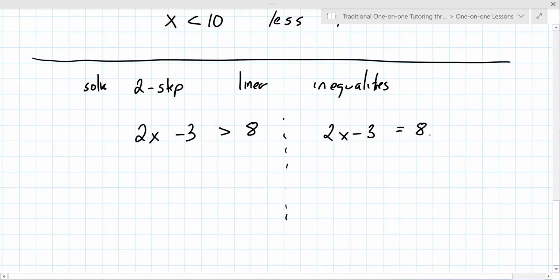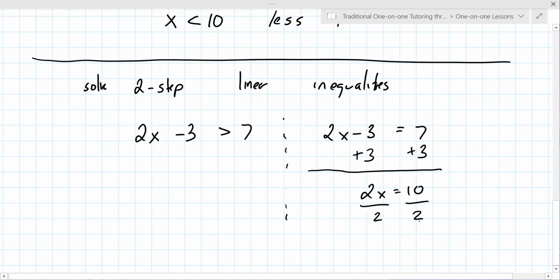Do you know how to solve this one on the right? Actually, let me change this number to 7, just to make this nice. Do you remember how to solve two-step linear equations? Here, negative 3, you're going to add 3 to both sides. So you have 2x equals 10. Then you divide both sides by 2, and x equals 5.